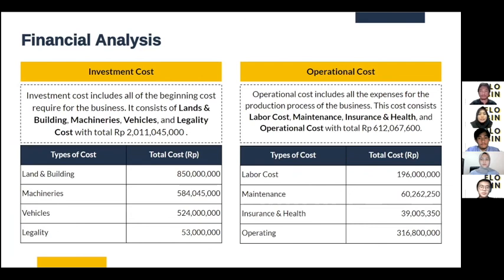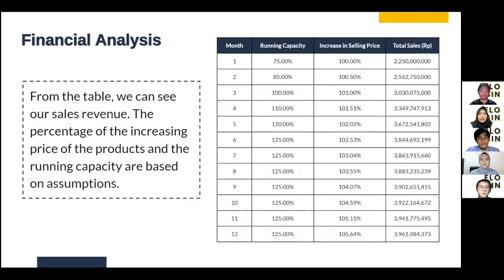Then the second one is our operational cost, which includes all the expenses for the production process of the business. This cost consists of labor cost, maintenance cost, and insurance and health costs. And our initial selling price is 3 million, and here is the table showing our sales revenue for 12 months.